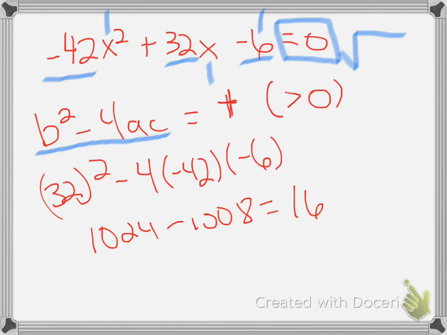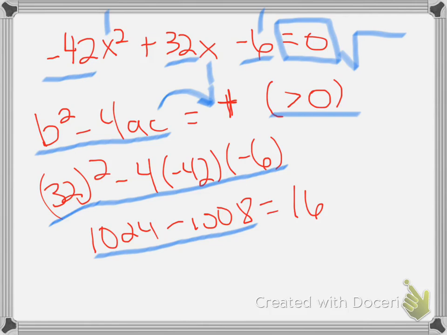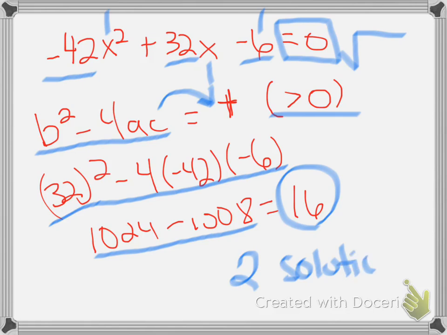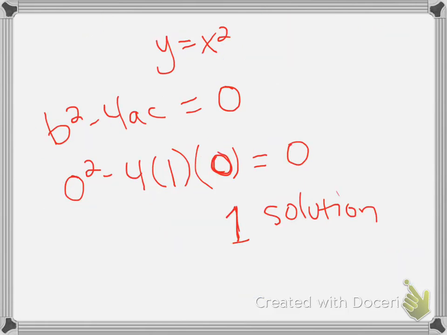So in this case, what I have for you is, if we know the discriminant, that stuff under the house, is positive, or greater than 0, however you want to say it, then we know that we have at least two solutions. So when I plug everything in, I get 1024 minus 1008 is 16, now I know that I have two solutions to this equation, okay? And when we do graphs, we'll talk about why we have two solutions. But I know I'll have two solutions, okay?